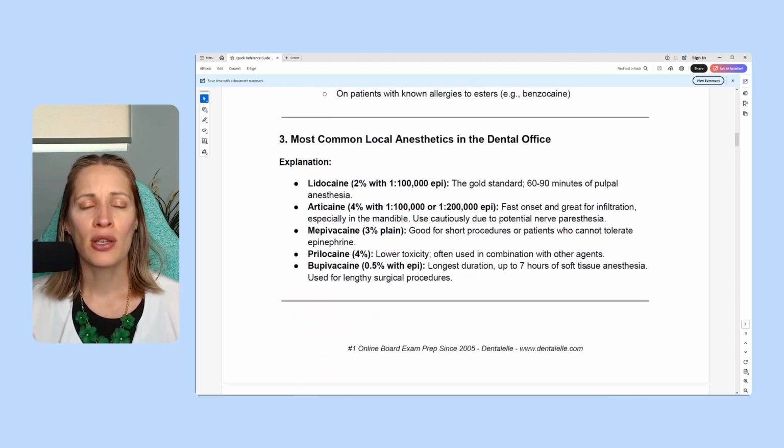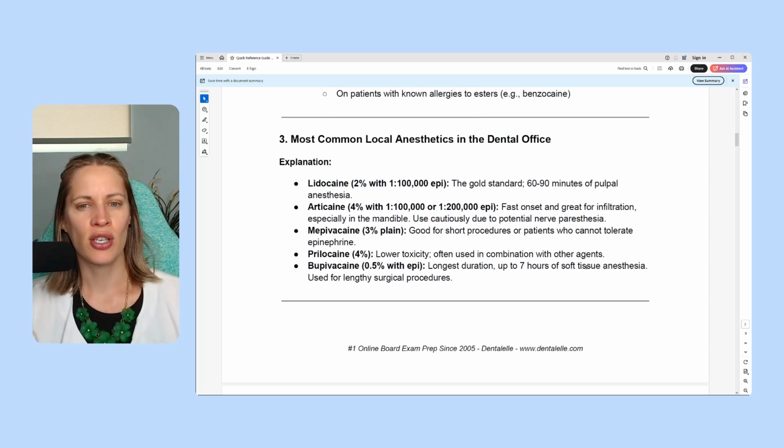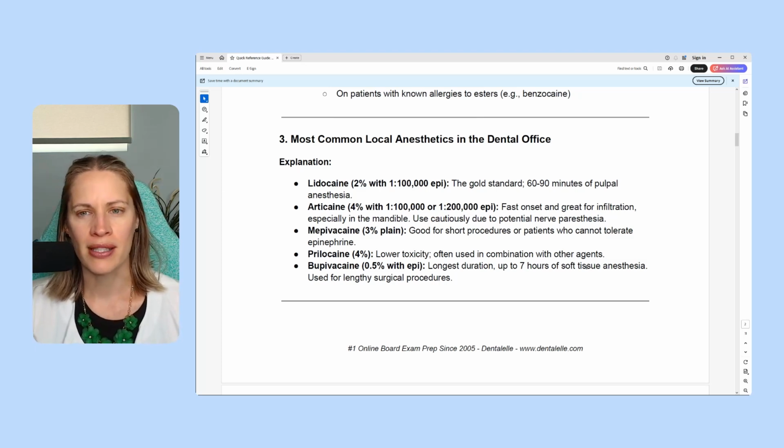What are the most common local anesthetics? So now we're switching it up from talking about topical. Now we're talking about local. What are the most common ones? Lidocaine, I would say 100% is the most common.